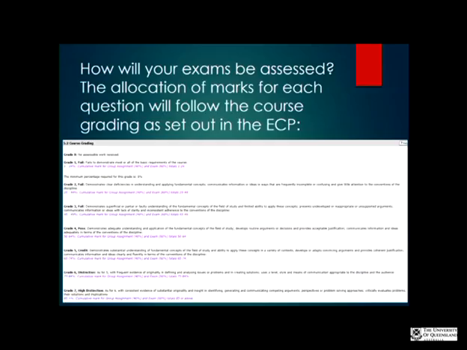If you look at the grade of 4 there, it's small, but this has come out of the ECP if you want to look at it more closely. A grade of 4 is a pass. It demonstrates adequate understanding and application of the fundamental concepts of the field of study, develops routine arguments or decisions, provides acceptable justification, and communicates information and ideas adequately in terms of the conventions of the discipline.